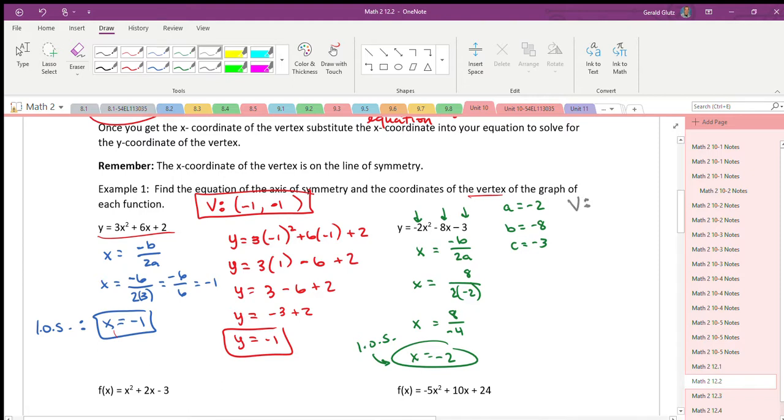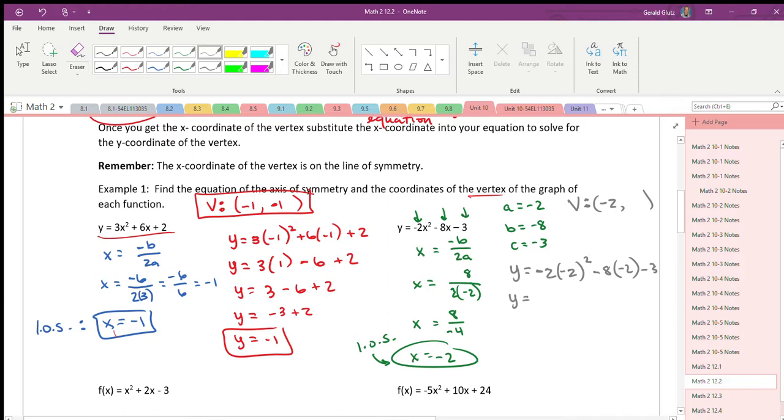The vertex, I already know half of it. The x value is negative 2. So I just have to find that y value. To find the y value, if I have an x value and an equation with x in it, how can I figure out y? Well, I'm going to substitute negative 2 in for each x that I see, and then I'll be able to figure out what y is. So negative 2 times negative 2 squared minus 8 times negative 2 minus 3.